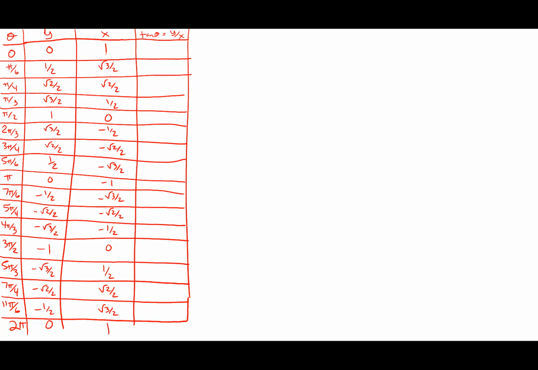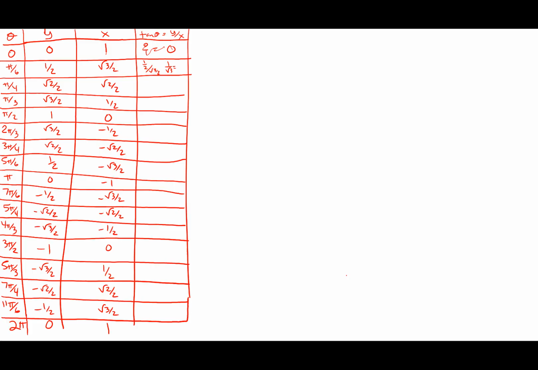Okay, so now for the tangent function. So we're gonna graph this guy. We need the ratios of y over x. In this case, it's 0 over 1 would just be 0. Now this would be 1/2 divided by root 3 over 2. That doesn't look nice. It's 1 over root 3. And just punch that into your calculator. I'm going to have to do that too here.